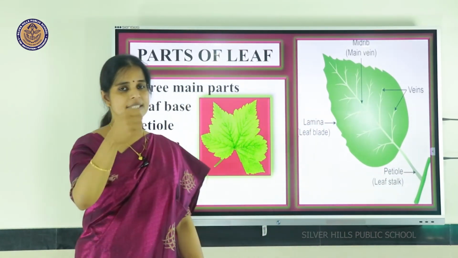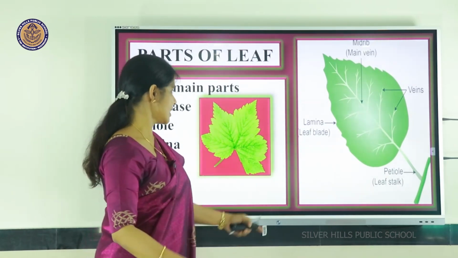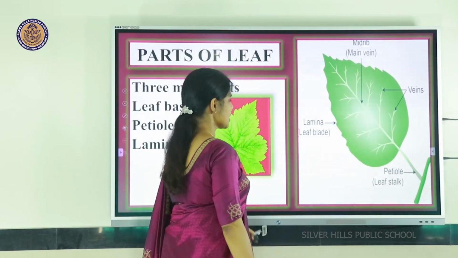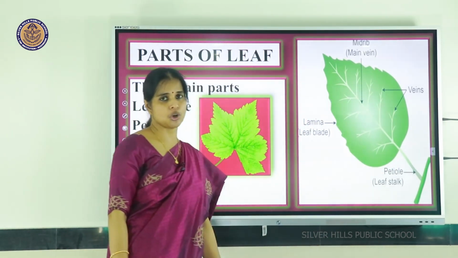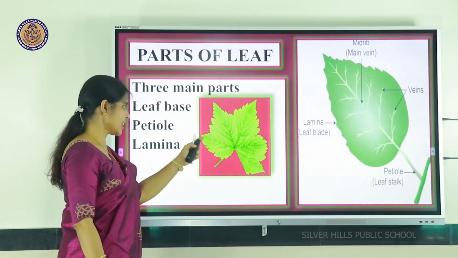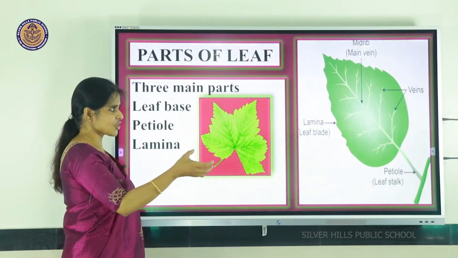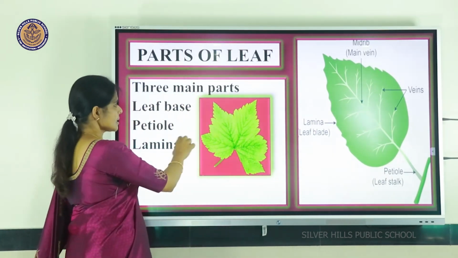Petiole is the attachment of a leaf lamina, that is the leaf blade. The entire leaf structure is attached to the stem by a stalk. The stalk is called petiole. So, a leaf must have a leaf base, then a petiole, that is the stalk attaching the leaf to the stem, and the lamina.